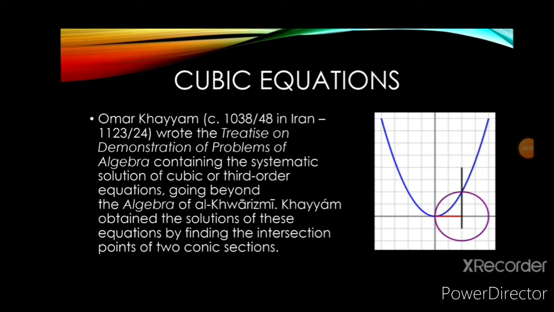Now we will talk about the development in the field of cubic equations. Omar Khayyam wrote the treatise on demonstration of problems of algebra containing the systematic solution of cubic or third order equations, going beyond the algebra of Al-Khwarizmi. Khayyam obtained the solution of these equations by finding the intersection of two conic sections, like you can see in the figure.